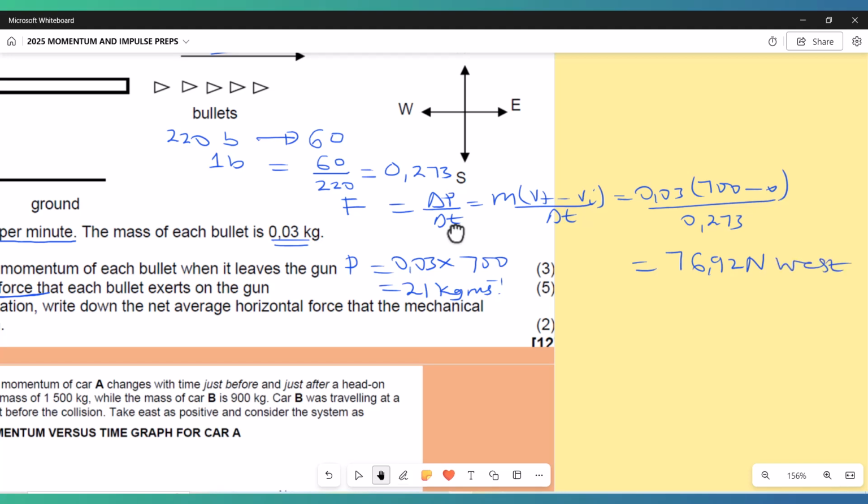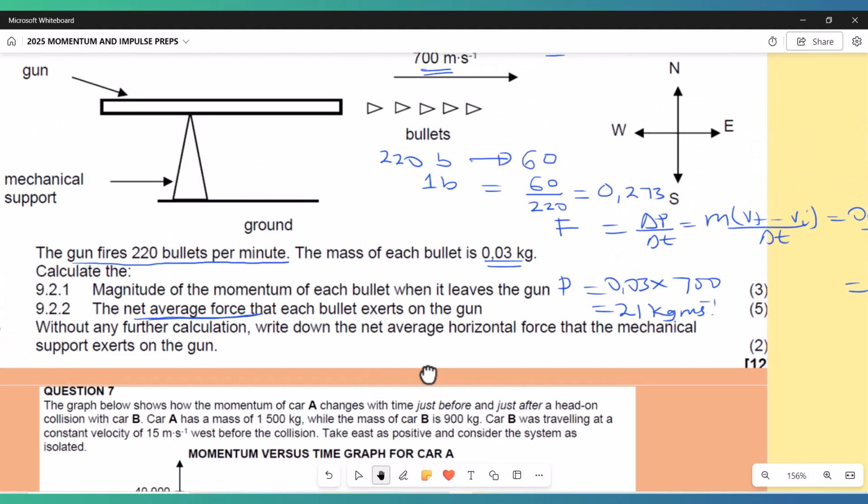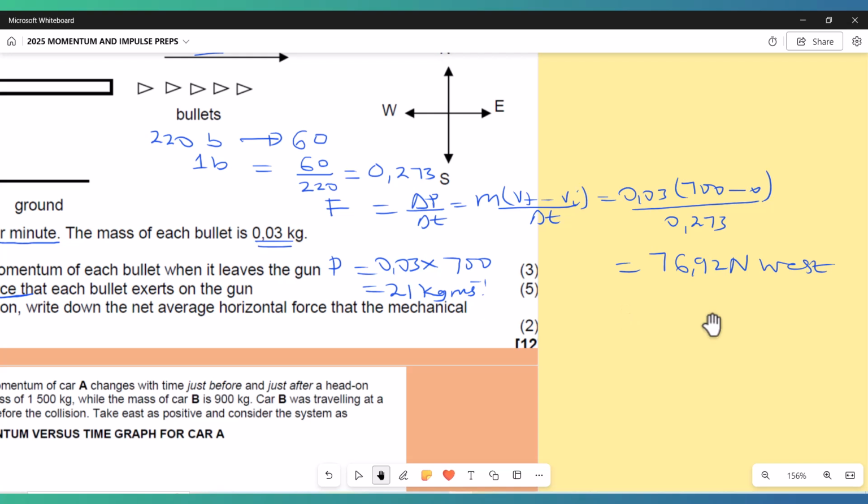Then they say, without any further calculation, write down the net average horizontal force that the mechanical support exerts on the gun. So the force the mechanical support exerts on the gun is going to be the same magnitude, 76.92 newtons, but in the opposite direction, so it must be east.